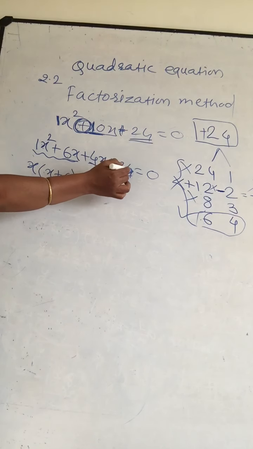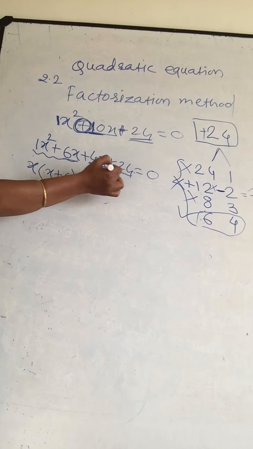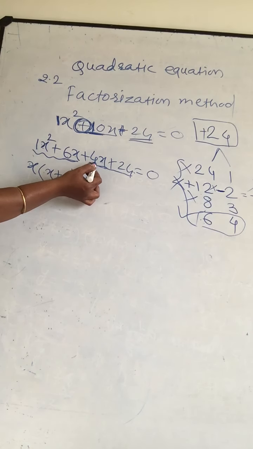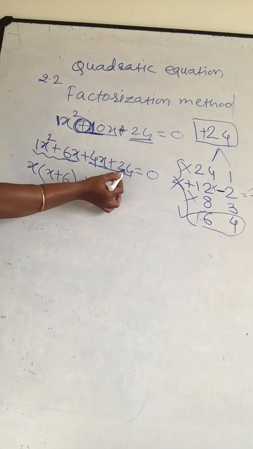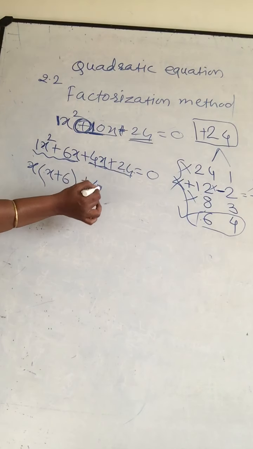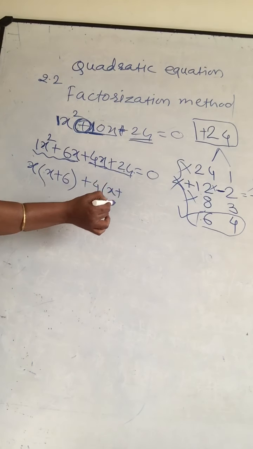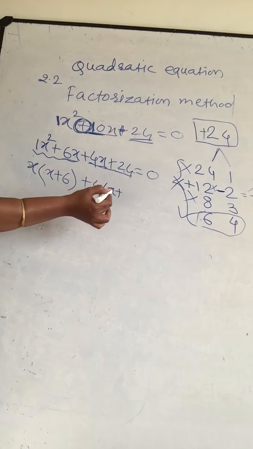Here there is x, but in this term there is no x, so x will not be common. So 4 is common, because here is 4 and also 4 sixes are 24. Here 4 is also present, so 4 is taken common. x as it is plus 4 sixes are 24.